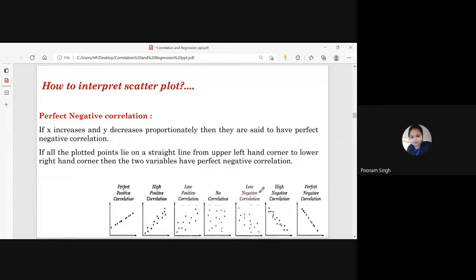The same is the case with the other, that is perfect negative correlation. If x increases and y decreases proportionately, then they are said to have perfect negative correlation.